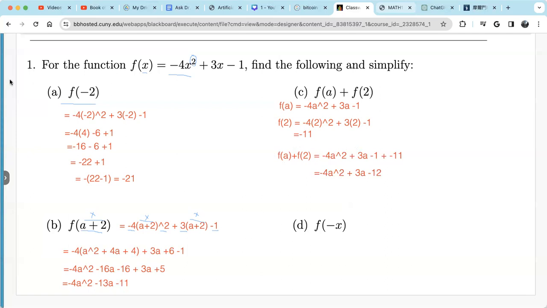Let's see D, f of -x. So now the input is -x. So -4 times -x squared plus 3 times -x minus 1. Now simplify. -x squared is positive x squared. So we get -4x squared. Then positive 3 times -x, that's -3x, then minus 1. So f of -x is still a function, quadratic function in terms of x.